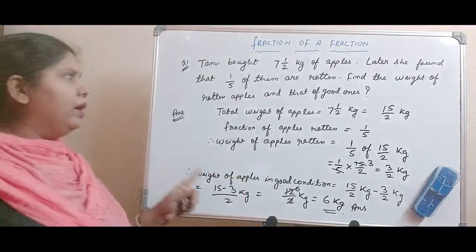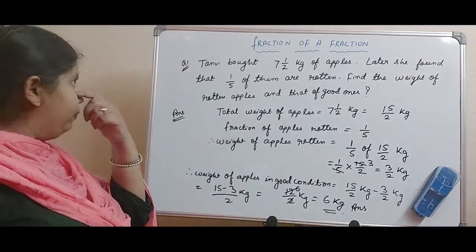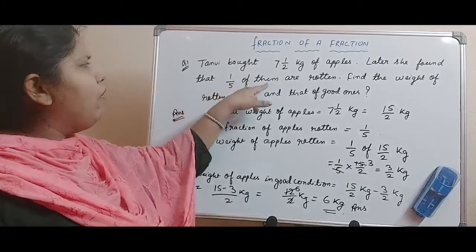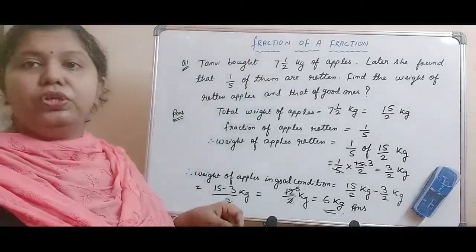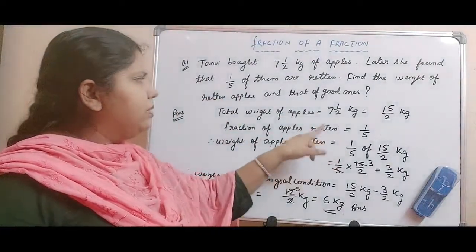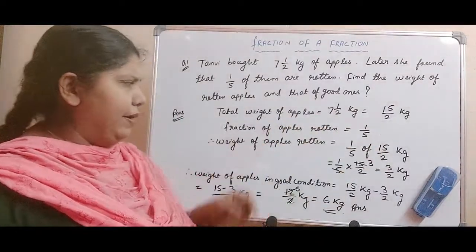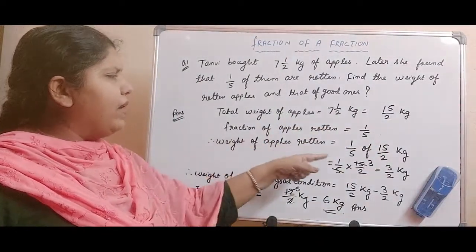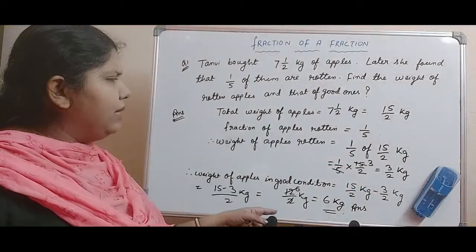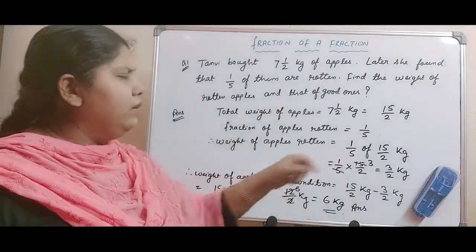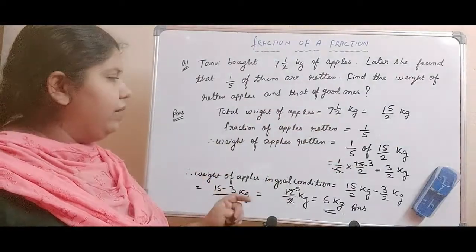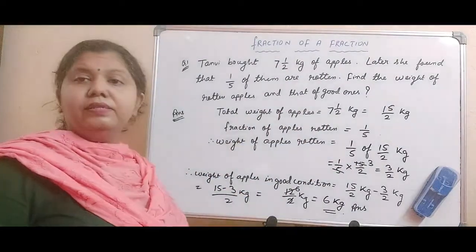So I hope everybody understood this. First of all, you have to take out the weight of apples that are rotten. That is 1 by 5 of them. Here them means 7.5 kg, which is the total weight of the apples. 1 by 5 of 15 by 2. 7.5 kg in improper form is 15 by 2. Is equal to 1 by 5 into 15 by 2, that is equal to 3 by 2 kg. Now weight of apples in good condition is difference of total weight and 3 by 2, or we can say subtract 3 by 2 from 15 by 2. So this will give us 6 kg as the answer.